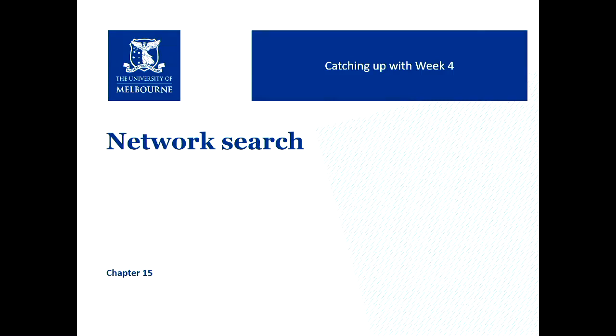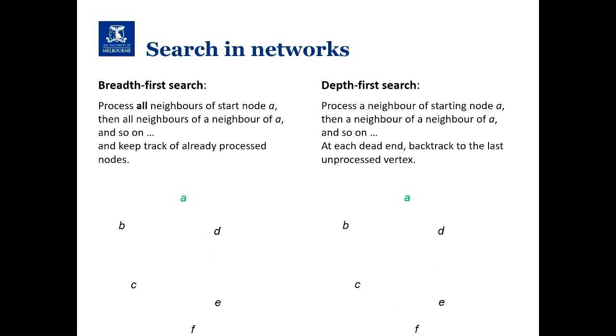Okay, the catch-up I have from last week is about network search. If we're interested in paths, shortest paths, cheapest paths, allocation problems, in principle we have 2 ways how we can search through networks. 2 different strategies, quite opposing, but different algorithms are based on both of them.